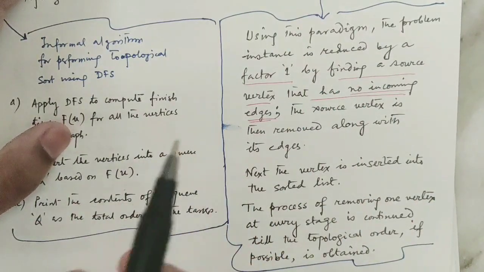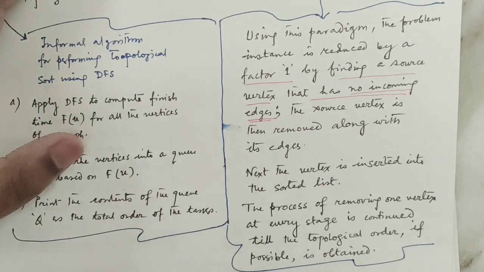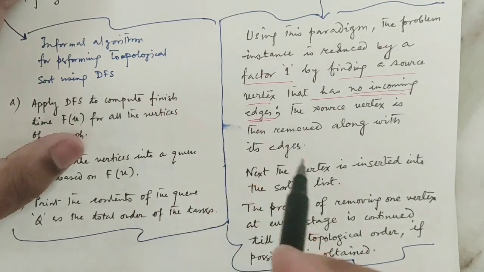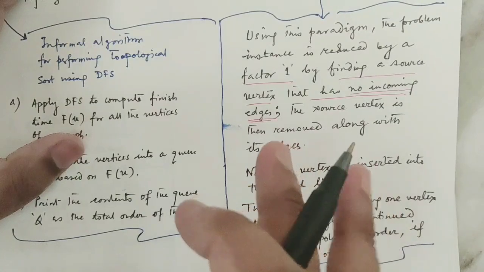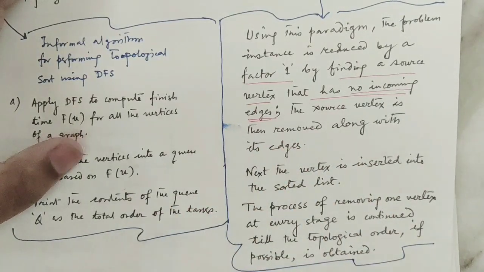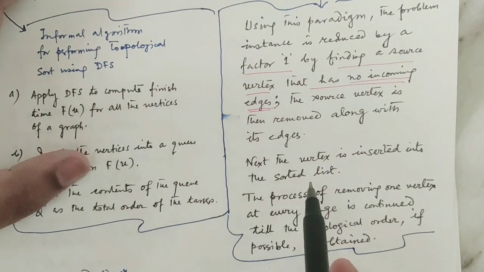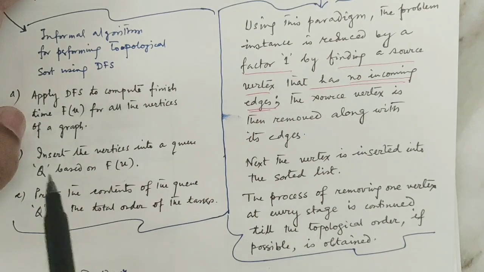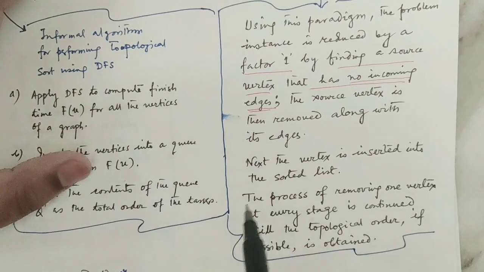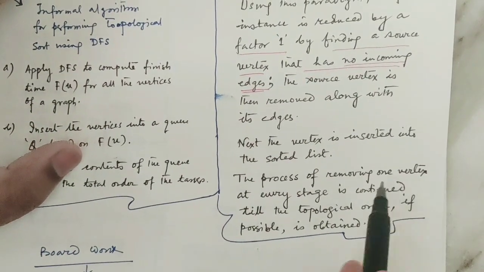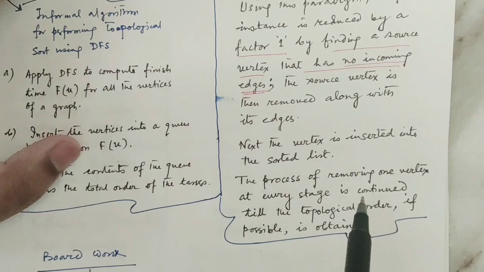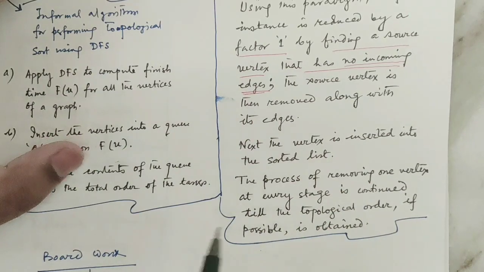Now I am mainly focusing on the theory. Whenever I give an example of topological sorting using the decrease and conquer strategy, I will come back point by point to map with the example. Let us first go through the theory. So next, the vertex is inserted into the sorted list. In the earlier method it was inserted into the queue. In this method, the vertex is inserted into the sorted list, and the process of removing one vertex at every stage is continued till the topological order, if possible, is obtained. This is very vital.